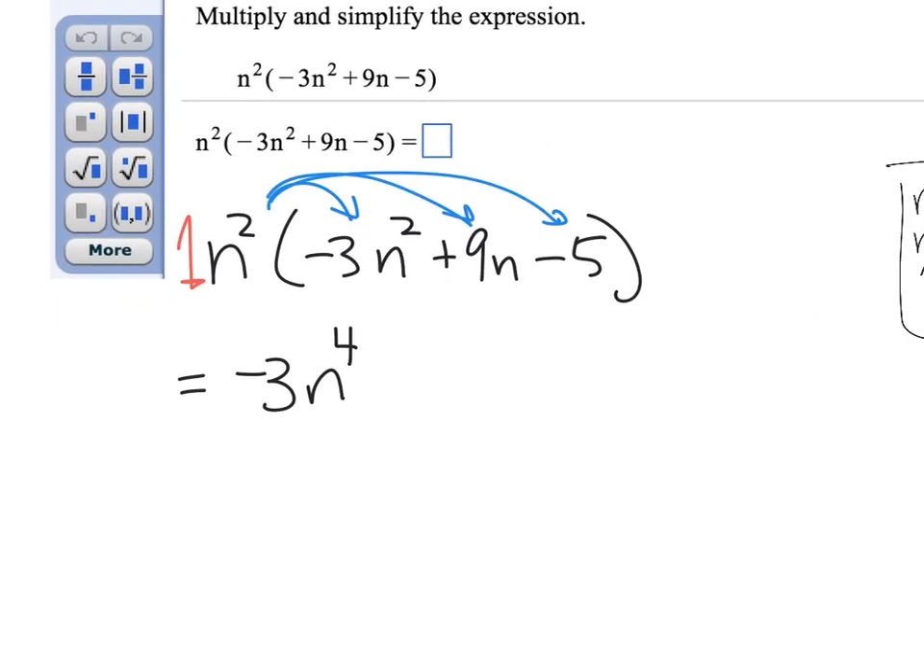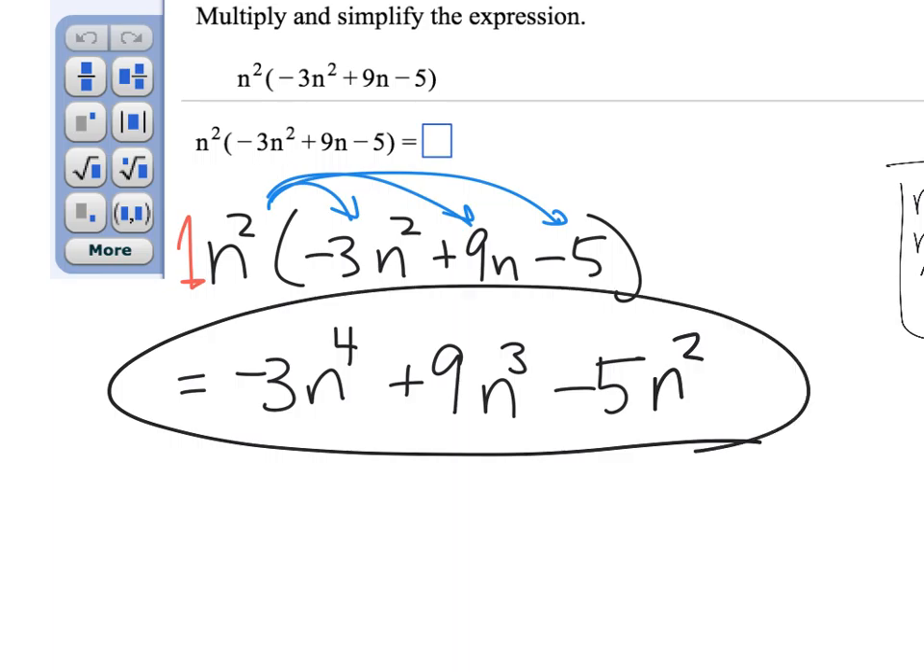So n squared times n squared is n to the 4th power. All right, so now we have 1 times positive 9, so that's positive 9, but we have n squared times n, so that's n to the 3rd power. And then we have 1 times negative 5, so that's negative 5. And then n squared times, well, there's nothing over there, so we just bring over the n squared, and there is our answer.